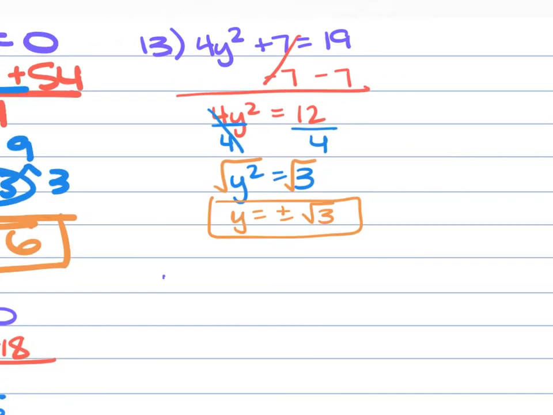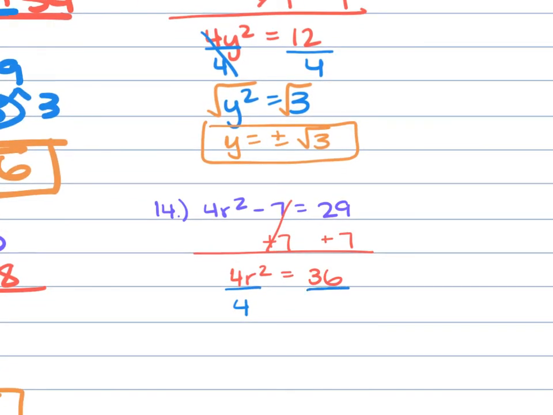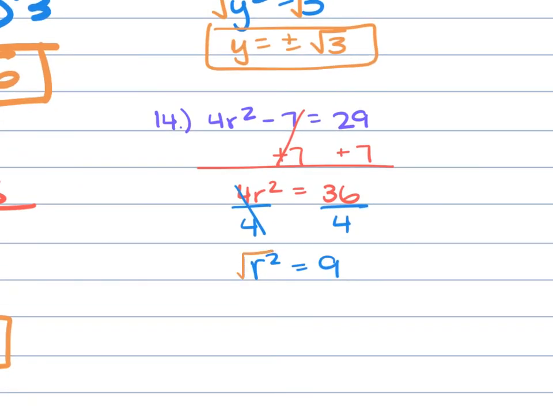For 14, we have 4r squared minus 7 is equal to 29. So we are going to add the 7 to both sides. We get 4r squared is equal to 36. We divide by 4 on each side to get r squared is equal to 9. Then we take the square root of both sides to get r is equal to plus or minus 3.